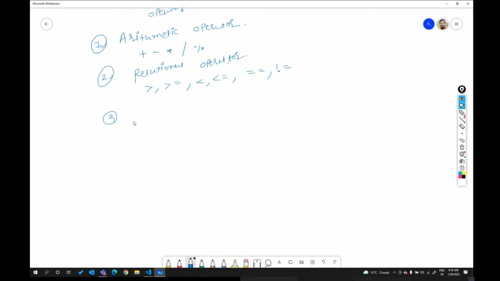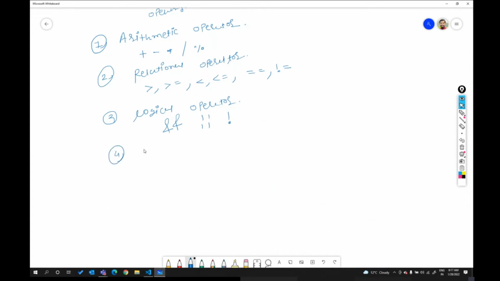Third one is logical operator. This logical operator is also useful for comparing. So that sign is a double AND, that is the AND logical operator. Then double OR, that is the OR logical operator, and NOT. So we will see each and everything in detail one by one. We will see some of it today, and then the rest from Monday.